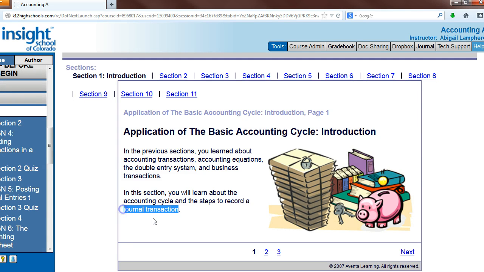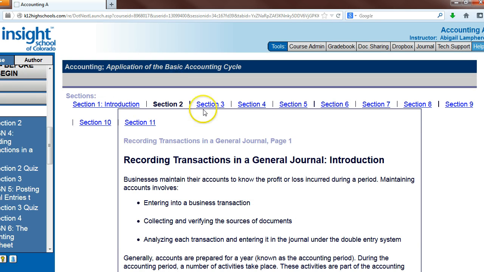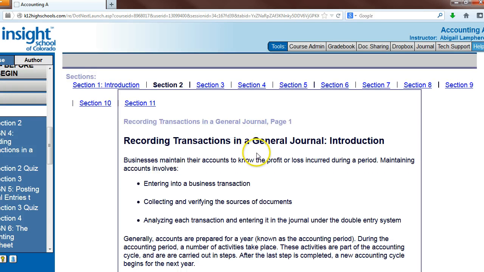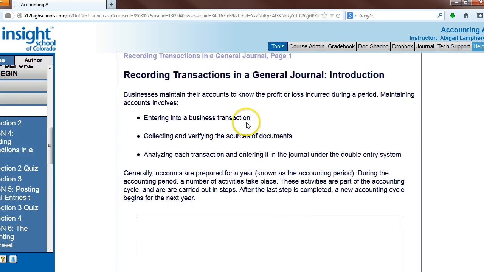And then we're also going to officially record journal transactions. We've been analyzing transactions, and now we're going to actually record them into a journal. So let's get started looking at Section 2. All right, Section 2, recording transactions in a general journal.